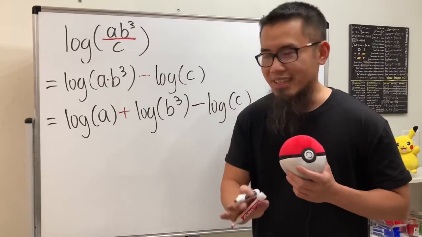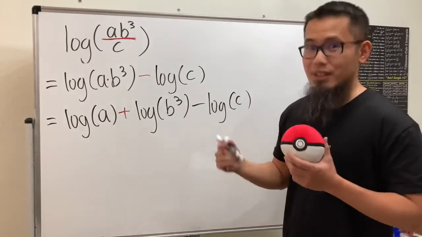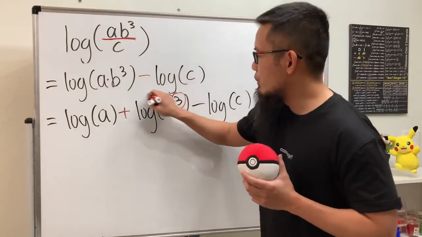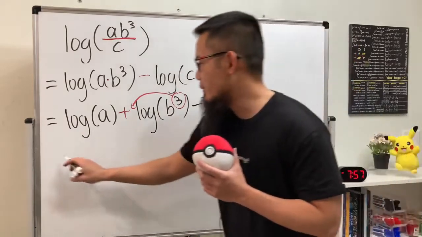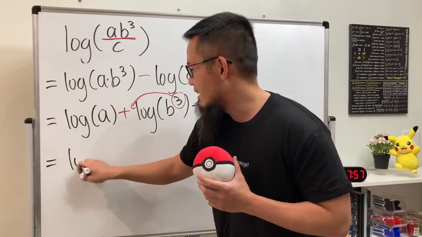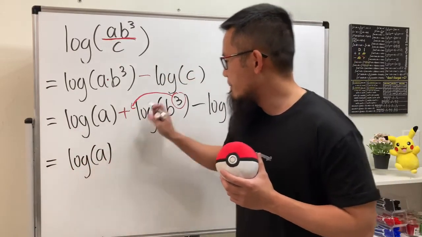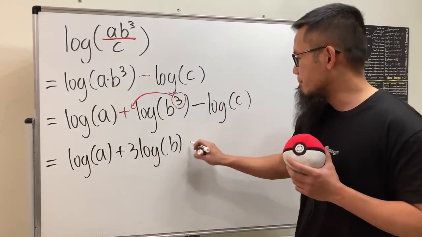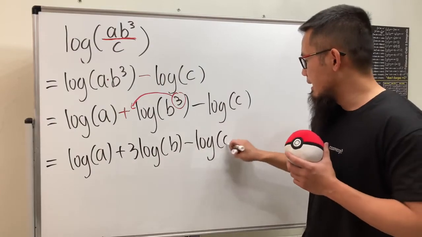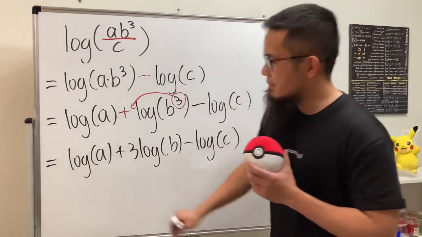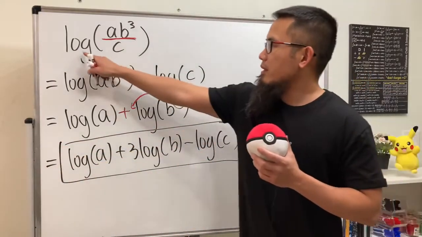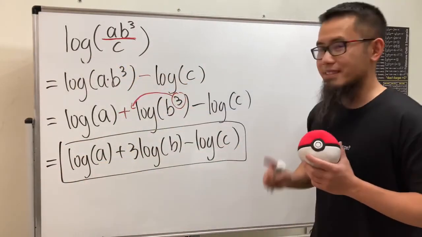But wait, we are not done yet, because right here we have b to the third power, so what can we do? Yes, we can bring the power to the front, so finally we will have what? Just log a, and then plus 3 log b, and then minus log c. That's it. And remember, this log means log base 10, right? So that will do it.